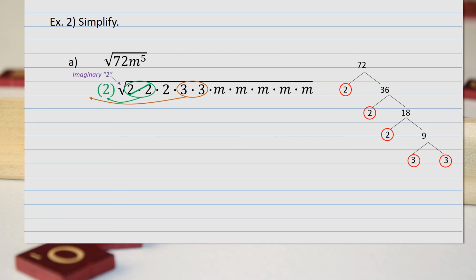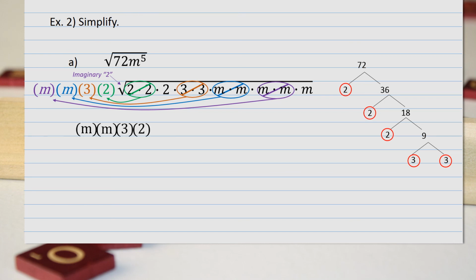Notice there's a set of 2's, a set of 3's, m, and another m. So we were able to pull out some values outside the radical, but we still have a few values left under the radical. So we need to clean this up a bit. Outside the radical, we have the values 3 times 2, and we have m times m. So we rewrite this as 6m squared, and then under the radical, 2 times m remains, the square root of 2m. And that would be your final answer.